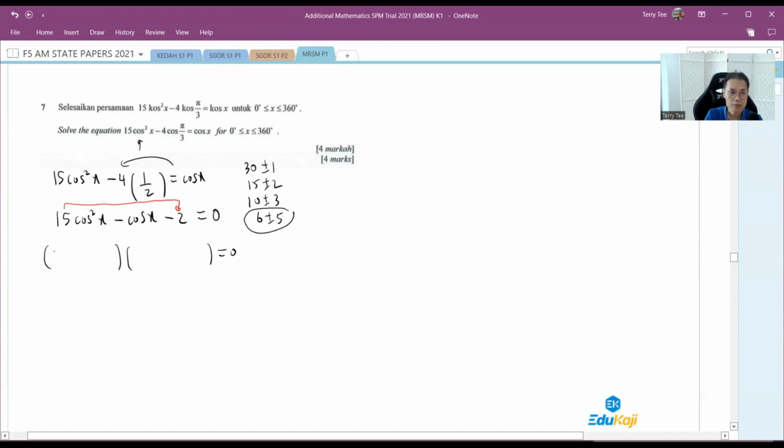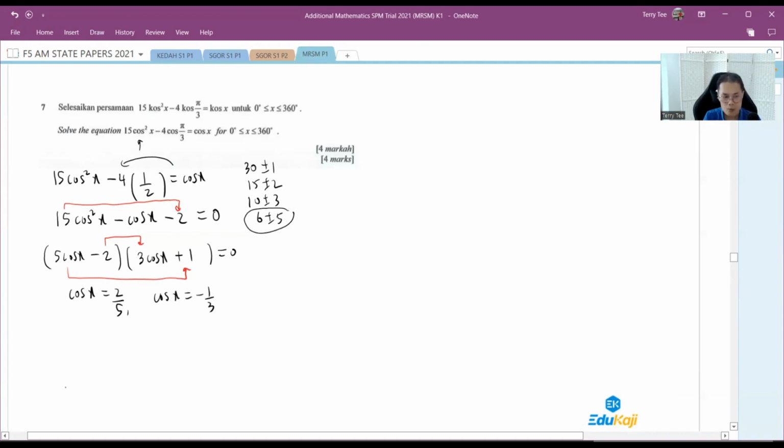So I need to break this up to 5 and 3 because 15 is 5 times 3. Now one of them will give us 6. This will give us 6. Another will give us 5, right? So I'll need to put a 2 here and a 1 here. And this is a minus and a plus. So cos x is 2 over 5. And cos x is -1 over 3.